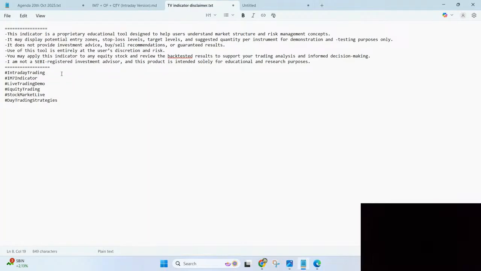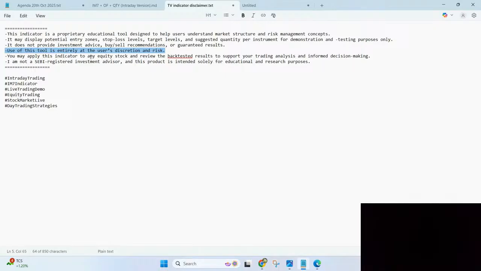So again, this indicator is available on TradingView. This is my proprietary educational tool, analytical tool, a software tool, created with an intention to help users to take their analysis process or research process even deeper into the concepts to get meaningful insights on the market structure, thus to take positions based on the outcomes that have been tested. Suggested quantity per instrument is for demonstration and testing purposes only. Highlight this detail. It does not provide investment and buy sell recommendations or guaranteed results. Use of this tool is again at the user's own due diligence and analysis.